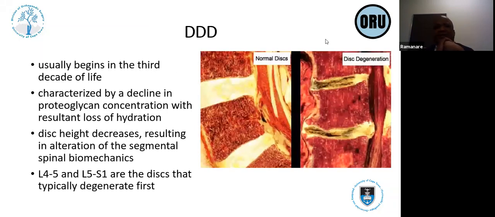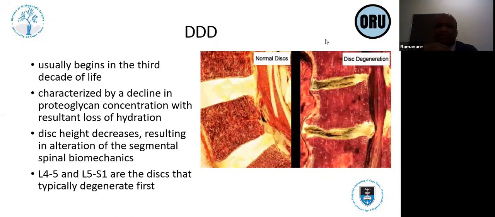Looking at disc degeneration itself, it usually begins in the third decade of life. It's characterized by a decline in the proteoglycan, with resultant loss of hydration. That's why on an MRI, the normal disc is brighter on a T2 weighted image, because it's got fluid in it. And as it degenerates, it becomes darker and blacker. We're talking about the disc itself, because it's losing all the water content in it. And as it degenerates, it causes loss of disc space height. That loss of disc space height then further causes foraminal stenosis. So the foramina becomes smaller because of that.